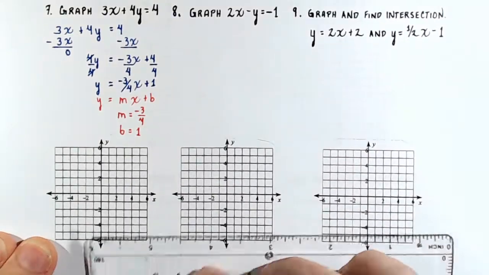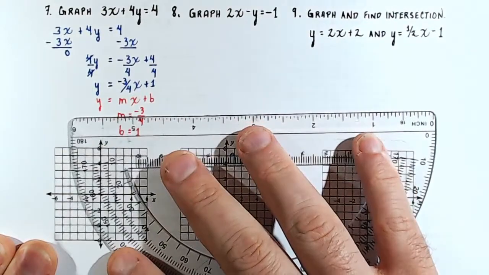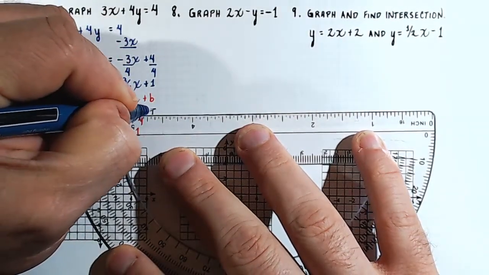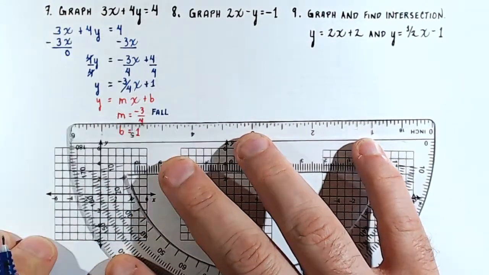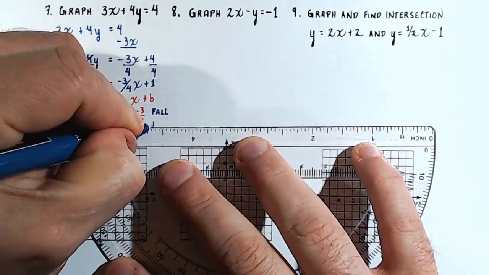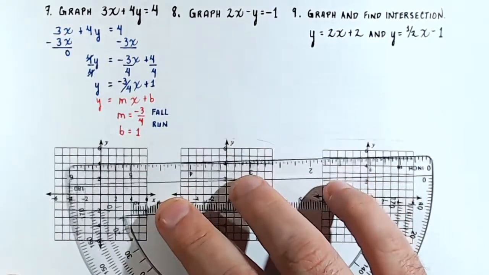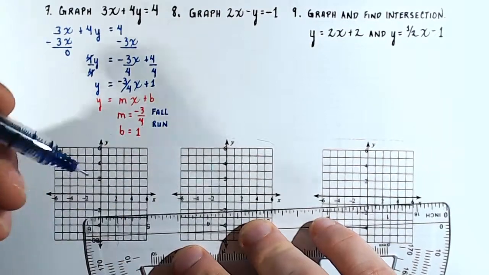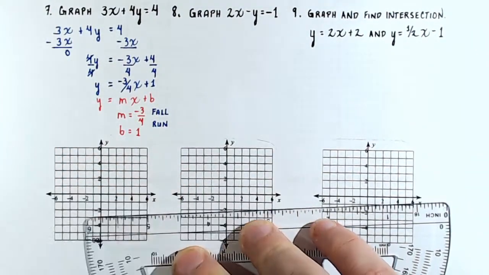Remember, a slope of negative 3/4 means that the rise, or in this case the fall, this would be the vertical movement, is negative 3, and the run, or the horizontal movement, is 4. Okay, so wherever I plot the y-intercept, I'll start from there and go down 3, and then to the right 4.